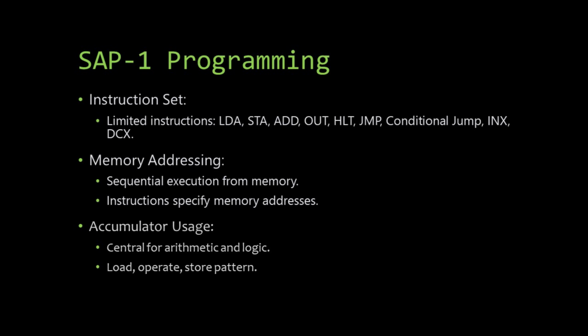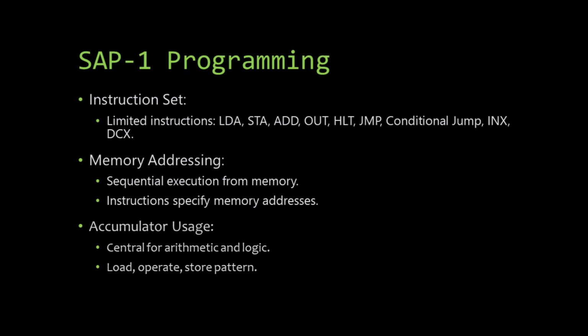First is the instruction set. SAP1 has a limited set of instructions, typically including operations like load, store, add, output, halt, jump, conditional jump, increment, and decrement. Second is the memory addressing. Programs are stored in the memory and instructions are fetched and executed sequentially. Memory addresses are specified in the instructions to access data or specify locations for storing results.